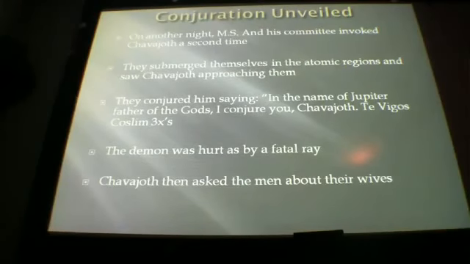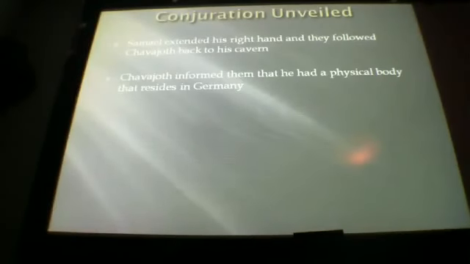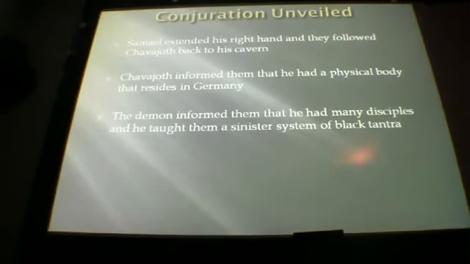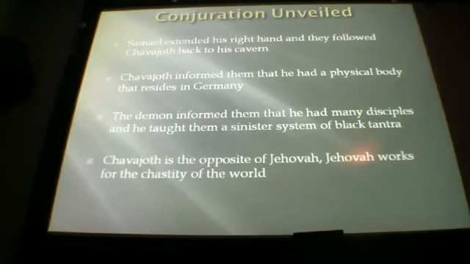Havayot then asked the men about their wives, so more about the disgusting language and stuff like that. So Samael extended his right hand, and they followed Havayot back to his cavern. Havayot informed them that he had a physical body that resides in Germany. And the demon informed them that he had many disciples, and he taught them the sinister system of Black Tantra. Havayot is the opposite of Jehovah. Jehovah works for the chastity of the world.